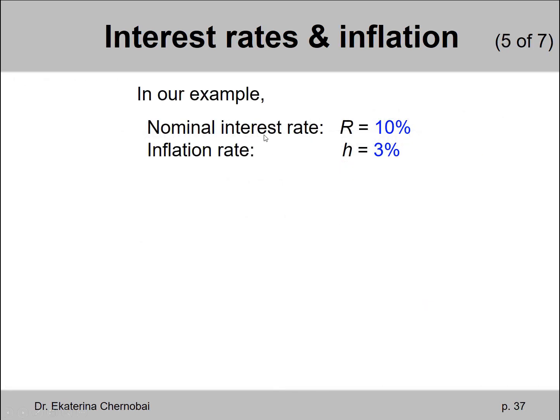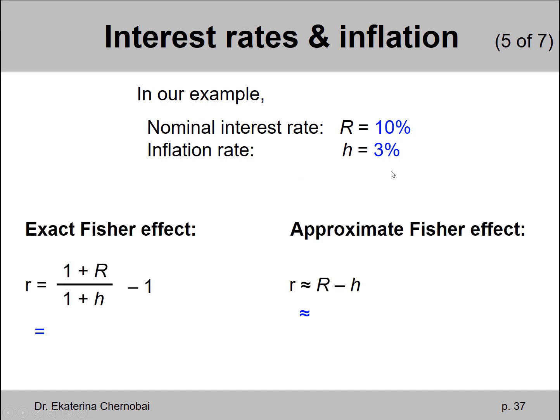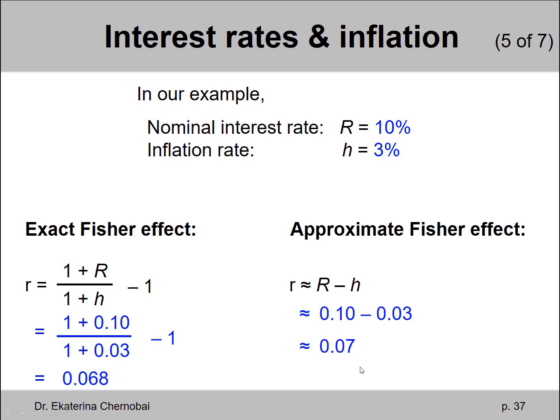So in our example, we had a 10% nominal rate and a 3% inflation rate, right? If we are asked to find the real rate, we could do it using the exact Fisher effect or using the approximate Fisher effect. By plugging in 10% and 3% into these formulas, we get 0.068, like we had earlier, and 0.07, right? So this is the approximate real interest rate.